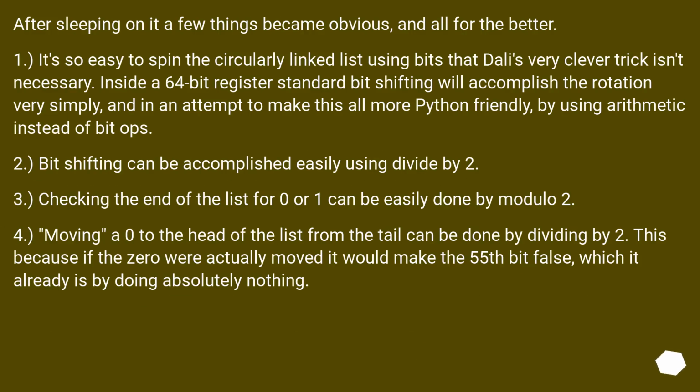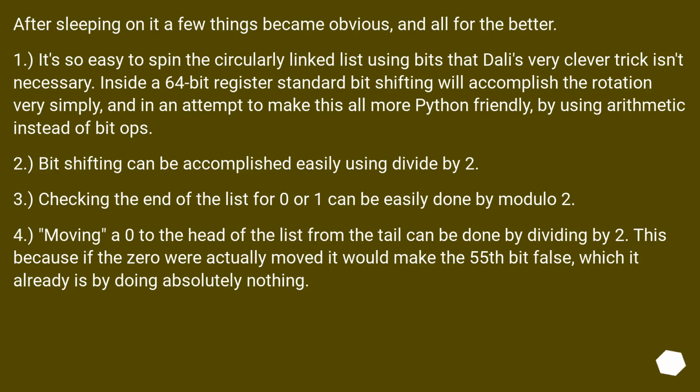After sleeping on it, a few things became obvious, and all for the better. 1. It's so easy to spin the circularly linked list using bits that Dolly's very clever trick isn't necessary. Inside a 64-bit register, standard bit shifting will accomplish the rotation very simply, and in an attempt to make this all more Python-friendly, by using arithmetic instead of bit hops.